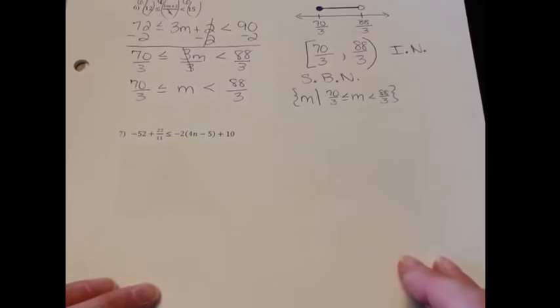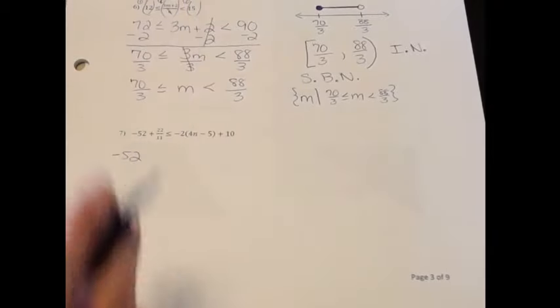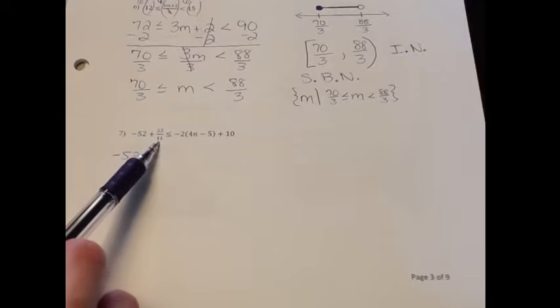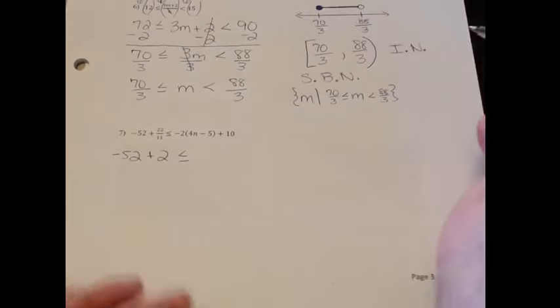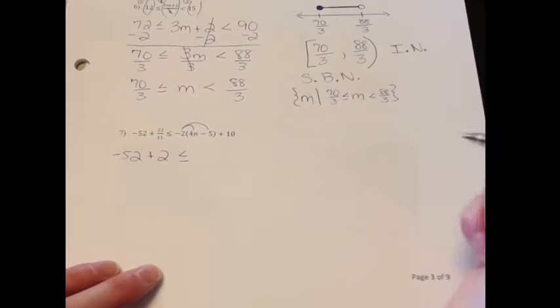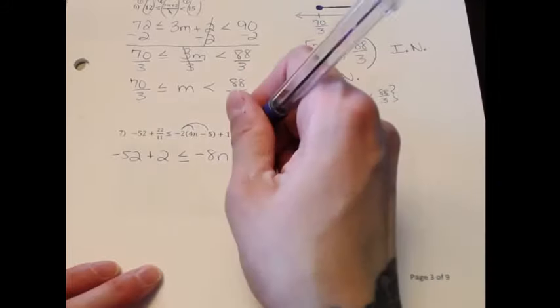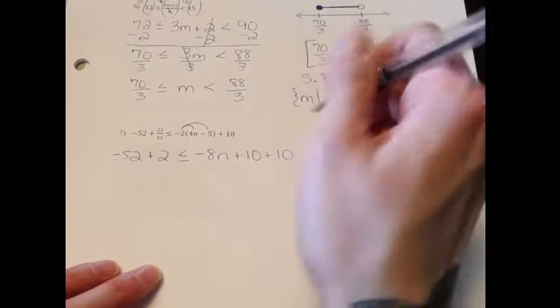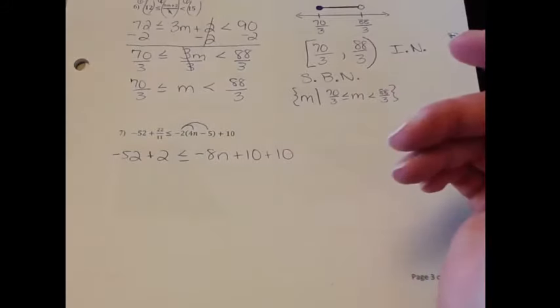All right, let's see how you all did. So we had negative 52 plus. I am hopeful that you saw 22 over 11 and said 22 divided by 11 is 2. And you wrote plus 2. Always simplify whenever you can. So then we have less than or equal to. In front of the set of parentheses, we have a negative 2. So we're going to distribute to both terms. Negative 2 times 4n is a negative 8n. Negative 2 times a negative 5 is positive 10. And of course bring down the plus 10 here.